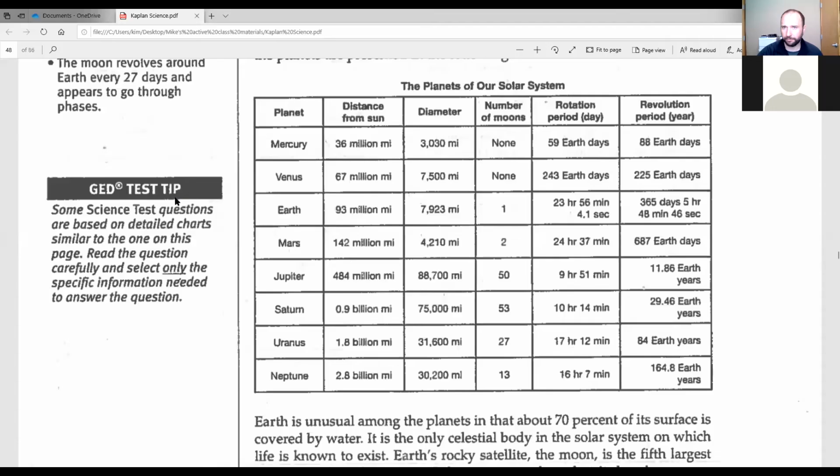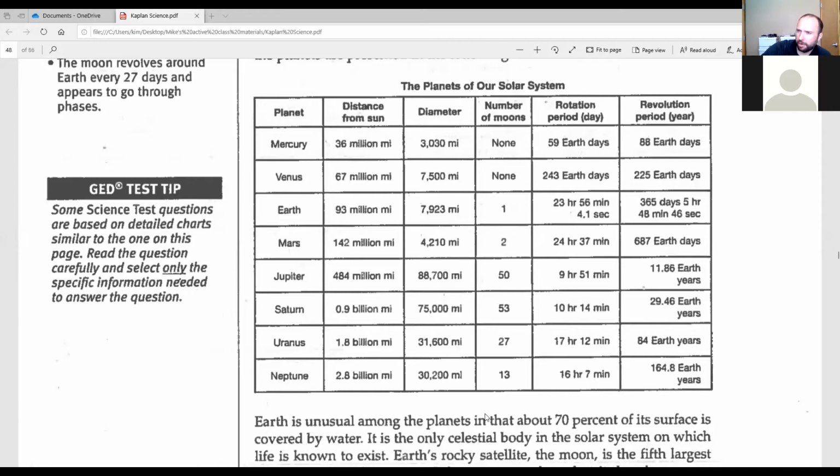So this chart here is one I like to break down. It shows, obviously, all of our planets, and then it breaks it down into the name of the planet, the distance from the sun, the diameter.